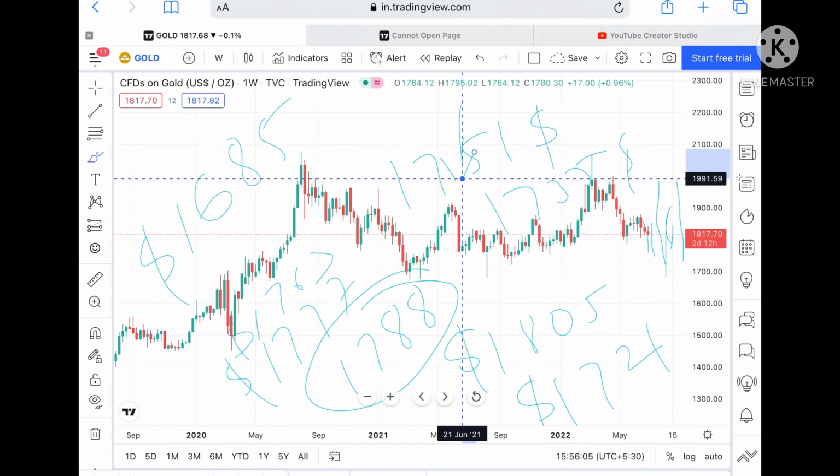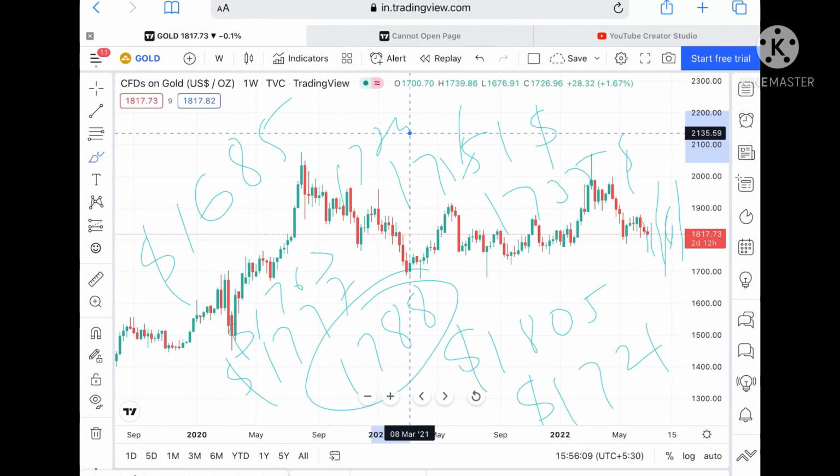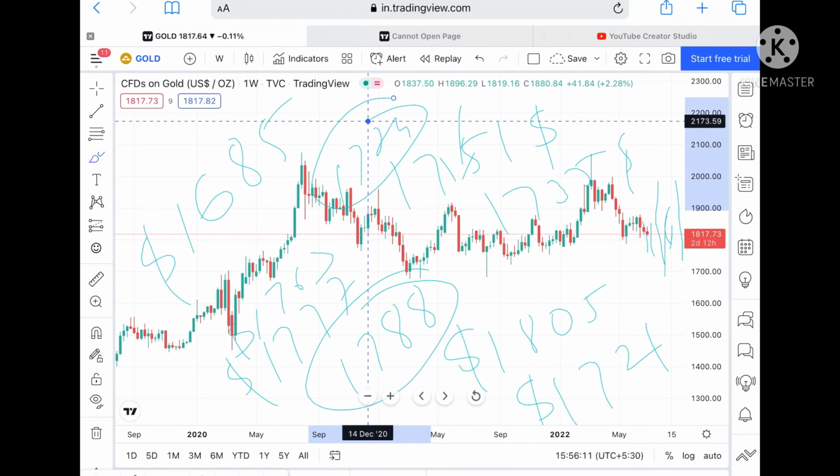Okay, keep this in mind. If the price goes below a level of 1624, then the probability of going downside will be very fast.